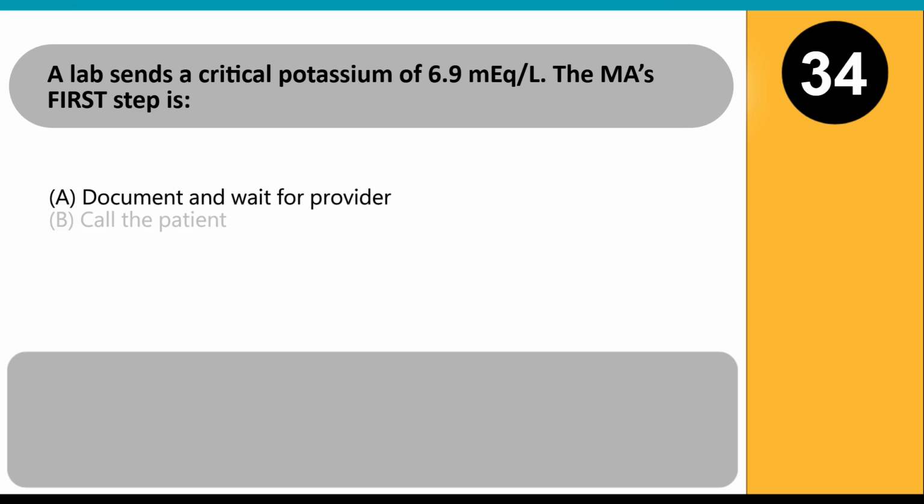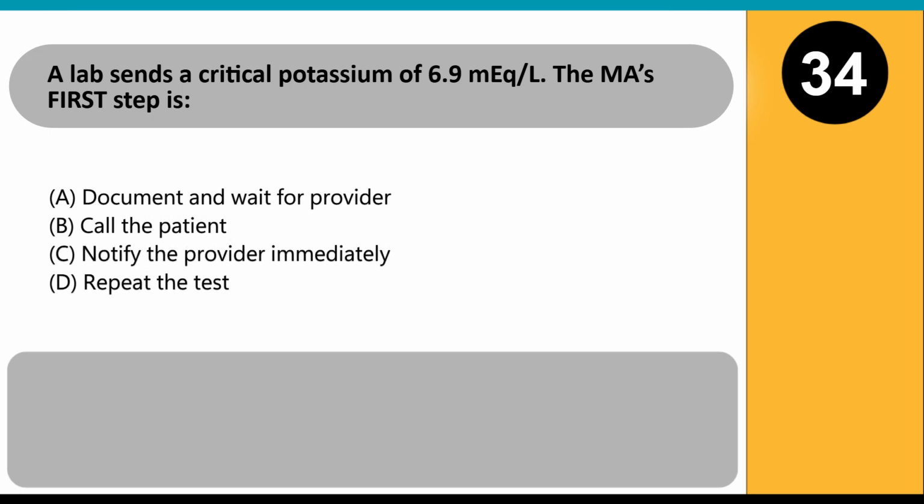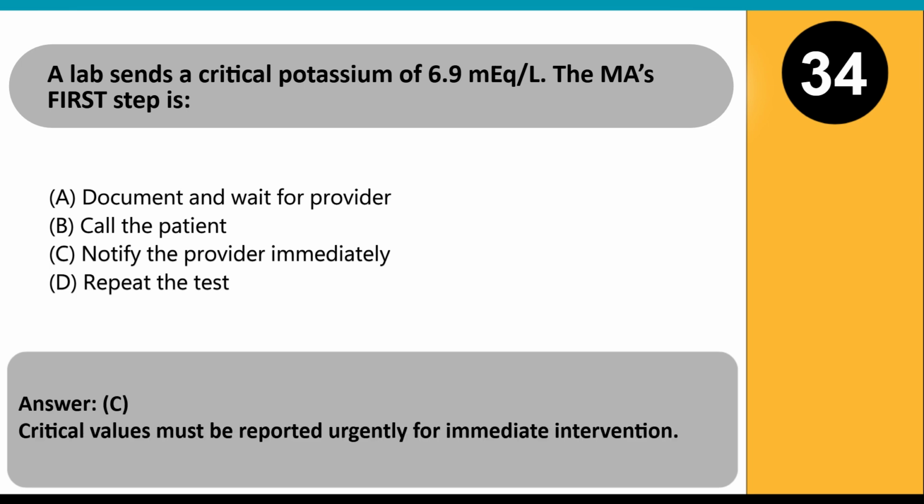A lab sends a critical potassium of 6.9 milliequivalent/L. The MA's first step is: A. Document and wait for provider. B. Call the patient. C. Notify the provider immediately. D. Repeat the test. Answer C. Critical values must be reported urgently for immediate intervention.